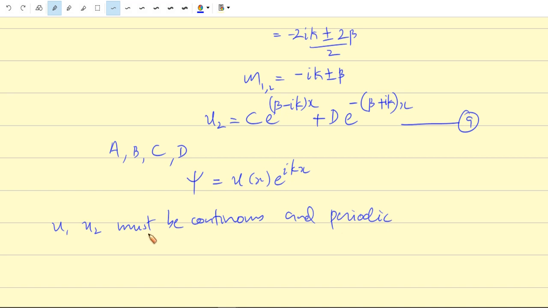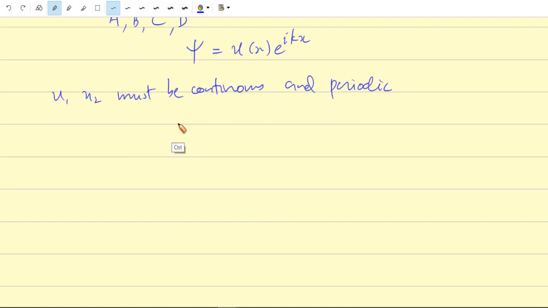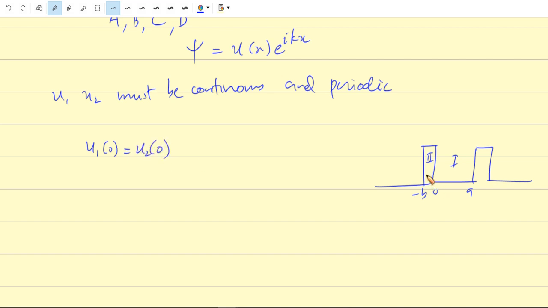So we can apply the boundary conditions. Here u1 is the solution in region 1 and u2 is the solution in region 2. Once more I can draw this: this is region 1 and this is region 2, with points 0, a and minus b. In the first region u1 is the solution, and u2 is the solution in the second region. They must be continuous if they are wave functions. Therefore u1 of 0 should be equal to u2 of 0, continuous at the boundary.